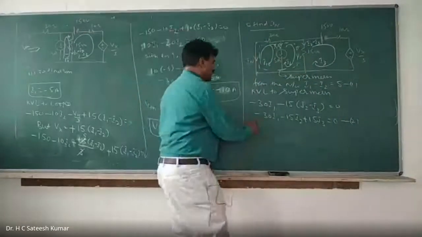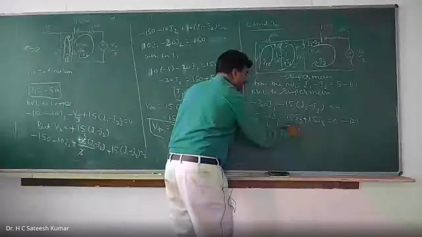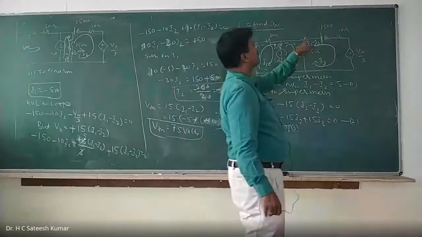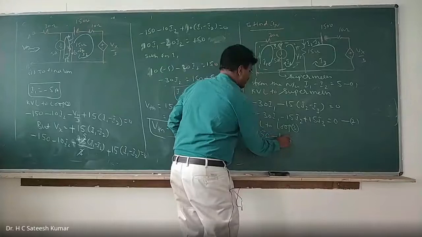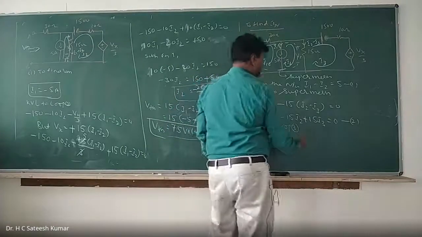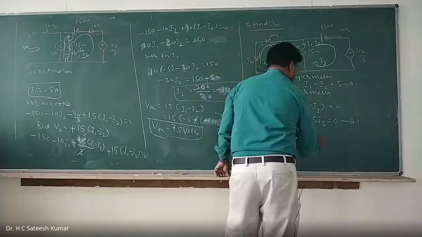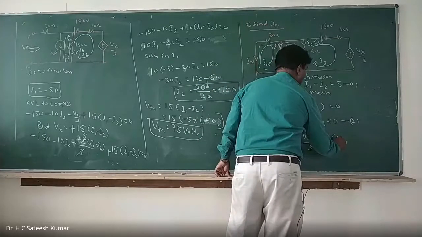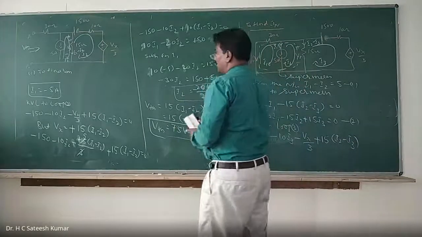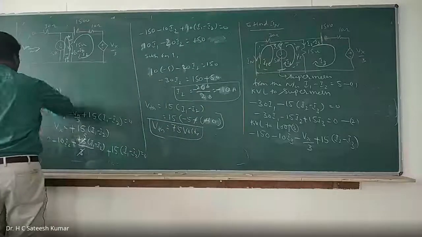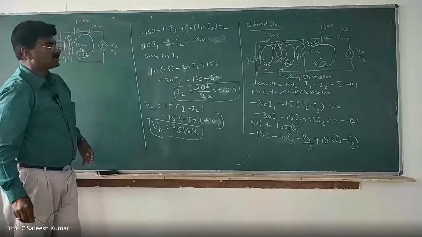Next, KVL to loop 3. Start from this point. Minus 150, minus 10 into I3, plus to minus is minus Vx by 3, plus 15 into I2 minus I3. Okay, right. Now you simplify that. What is Vx?